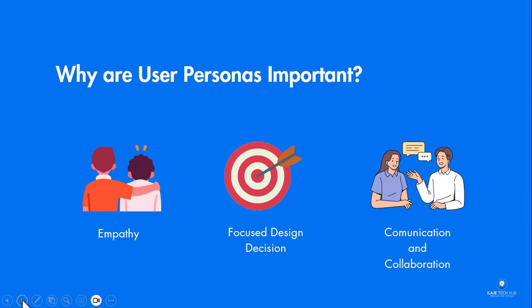The second benefit is focused design decisions. User personas help you prioritize features and functionalities that resonate most with your target audience. Instead of designing for everyone, you can tailor your app to truly address Sarah's needs. The last benefit is communication and collaboration. User personas provide a common language for design teams. Everyone involved in the project can refer to Sarah's persona to ensure the app aligns with her goals.